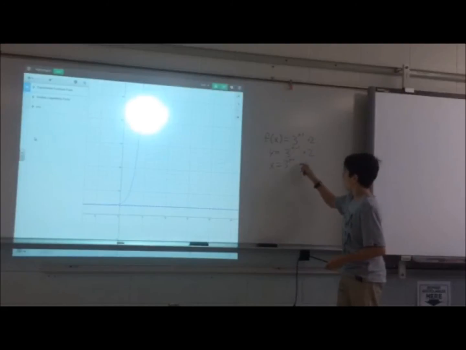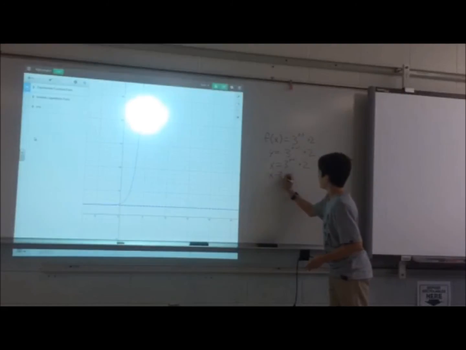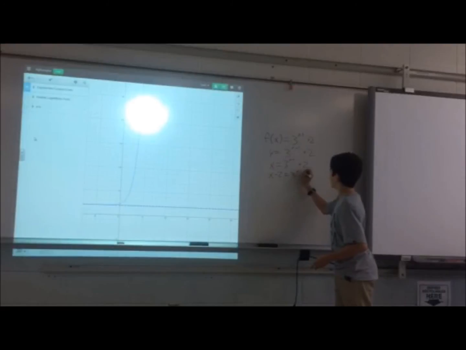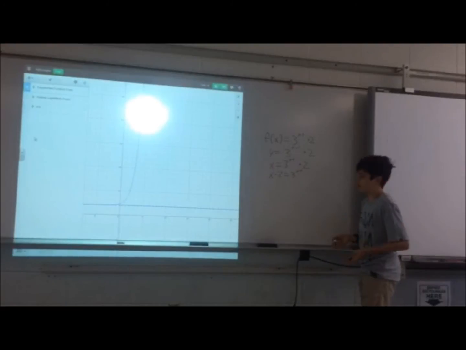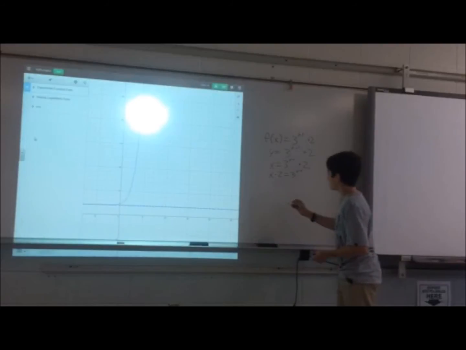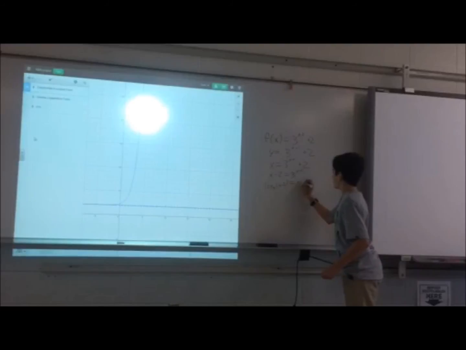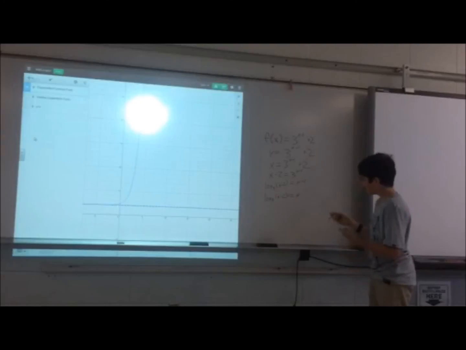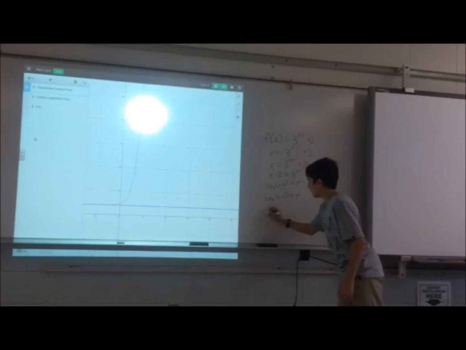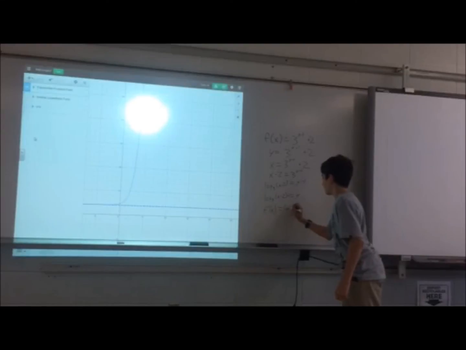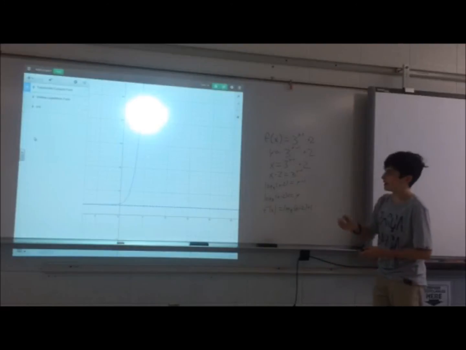We're going to isolate the entire y term. So x minus 2 equals 3 to the y minus 1. As shown earlier by Erin, we're going to take the log of both sides. So we're going to do log base 3 of x minus 2 equals y minus 1. And then finally we're going to completely isolate the y. So now that we have the inverse, f to the negative 1 of x equals log base 3 of x minus 2 plus 1, we can graph that here.